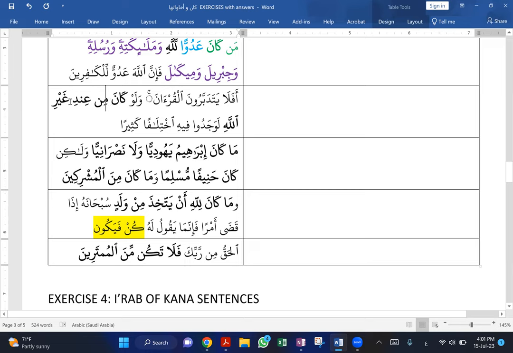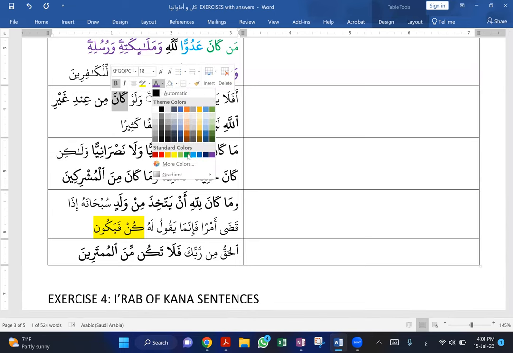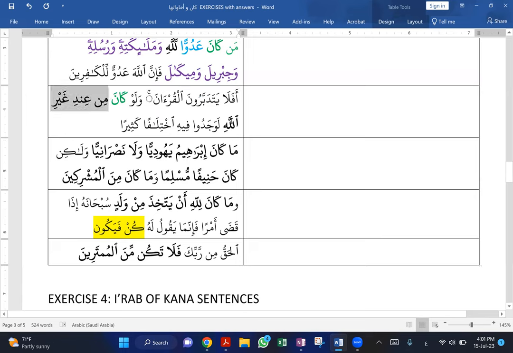Then we have walau kana min indi ghayri Allahi la wajadu fihi ikhtilafan kathira. What do we think? Kana is mubtada. Min indi ghayrillahi is mutalliq bil khabar. Yeah, so this is the case. No, yes, khabar to this. There's no khabar. It's mansub. Yes, khabar is mahdhuf. Whenever you have a jumla ismiyya with a mubtada and a muta'alliq bil khabar, it is assumed that this muta'alliq is connected to a khabar that is mahdhuf, that is hidden. That's how they look at it. But of course, that's just a long process of saying the same thing. You can just say that this is the mubtada, this is the muta'alliq bil khabar, and that's the end of the story.